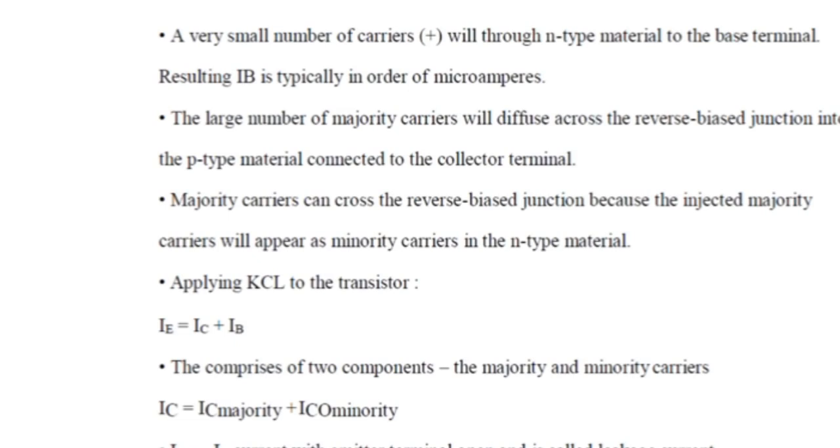When you apply KCL to this transistor, the emitter current will always be equal to the collector plus base current. The emitter current is 100%, and when it comes to the collector, some of the electrons will be diffused or deposited in the base, mainly 2% of the electrons. So only 98% comes through to the collector.